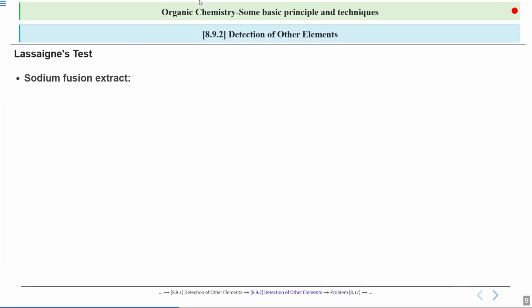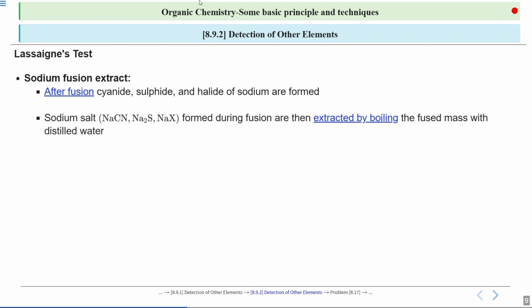Now moving on further. How do we prepare this sodium fusion extract? This method is clearly taught in every classroom in the practical classes. Once you have done this, you can use this product after the fusion process, and the sodium forms compounds like cyanide, sulfide, and halide.